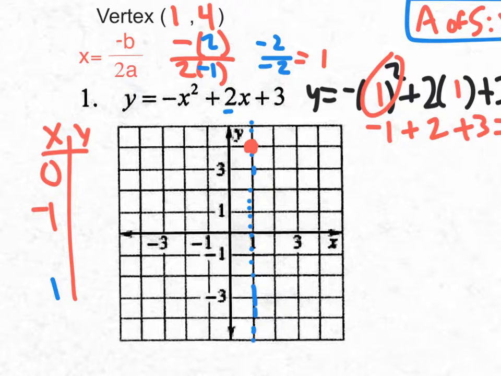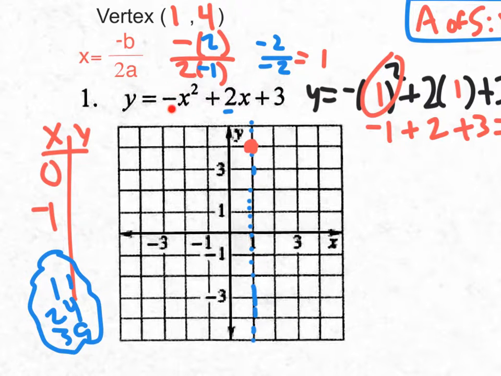The pattern is 1, 1, 2, 4, 3, 9. This is a pattern. These are not coordinates. This is a pattern from the vertex. Now we know that the a value is negative, so it's opening down. So I'm going to go 1 over 1 down, and I'm going to put a dot right there. I'm going to go from the vertex again, 2 over 4 down, because it's 2, 4. 2 over 4, 1, 2, 3, 4 down.